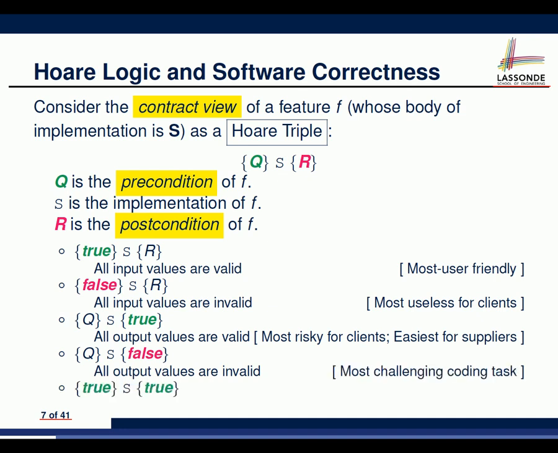Finally, how about that? If I got true and true. Basically, if you got precondition being true, that means you have no precondition. Also, you got postcondition true, that means you have no postcondition. There's basically no precondition, no postcondition, but only implementation. So what does that mean?